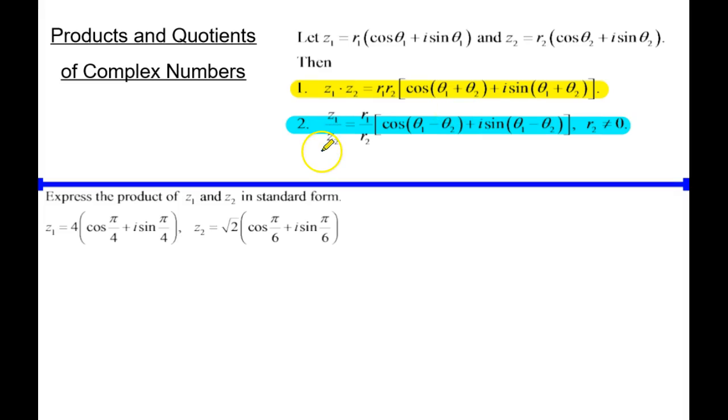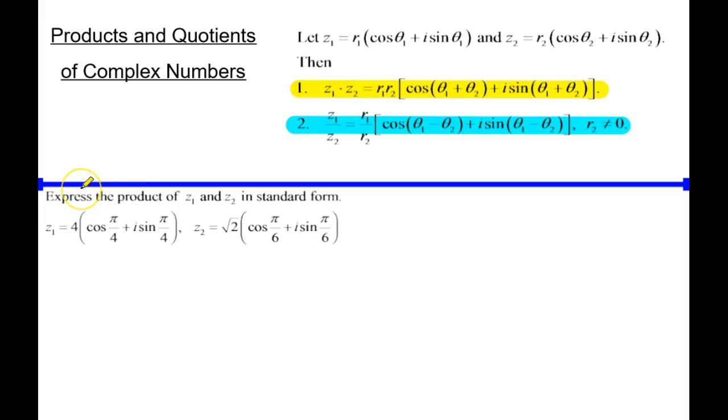If we're dividing two complex numbers, then we're going to divide the modulus for each of our complex numbers, and then we're going to subtract our arguments for each of the complex numbers. Just making sure that if we're dividing, the modulus r sub 2 cannot be equal to 0.